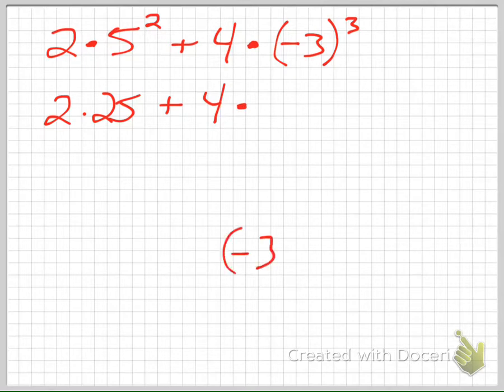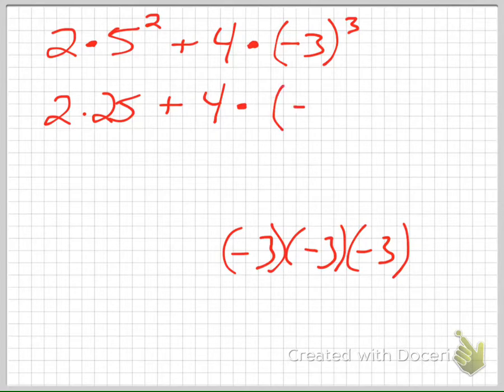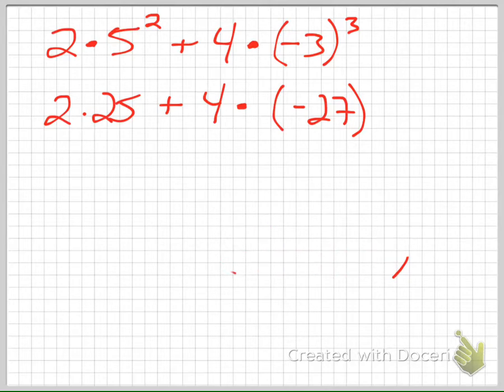So that's negative 3 times negative 3 times negative 3. What is negative 3 times negative 3? 9. 9 times negative 3? Negative 27. So times negative 27. Make sense? Okay. Do we see any other exponents? No. Any multiply or divide? Yes. Which one do I do first? 2 times 25 is 50, plus, what is 4 times negative 27? Negative 108, right? Do you see that?